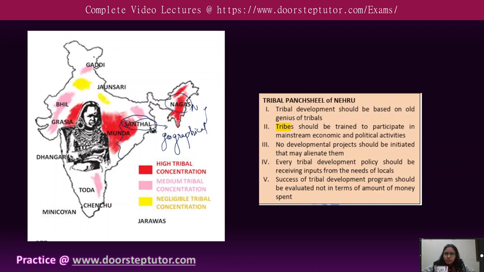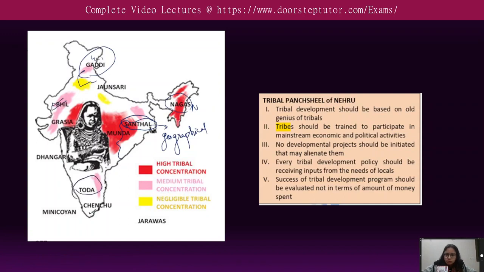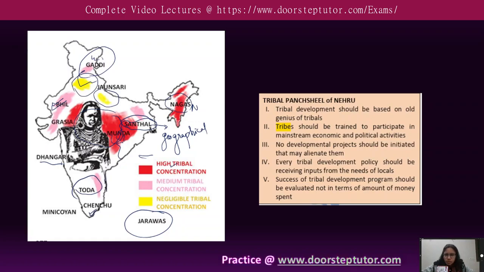Then the Gaddi tribe are mainly found in Himachal Pradesh, and a little area of Jammu and Kashmir. Then the Bhil tribe of Rajasthan, Toda tribe of Tamil Nadu, Chenchu tribe here, Dhanga tribe here, Jarawas in Andaman and Nicobar. So this is the map: high tribal concentration is found in the northeast areas, this eastern part of India and central eastern part. Negligible tribal concentration is found in UP's western part and Punjab and Haryana's part. Then medium tribal concentration is in this part and that part.